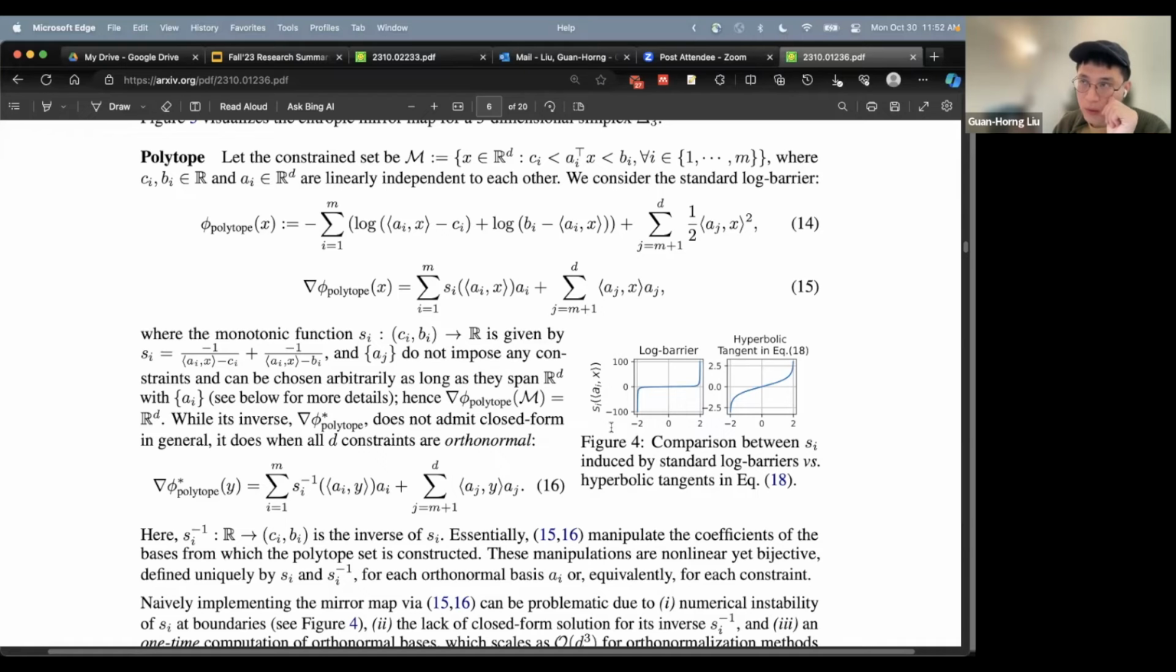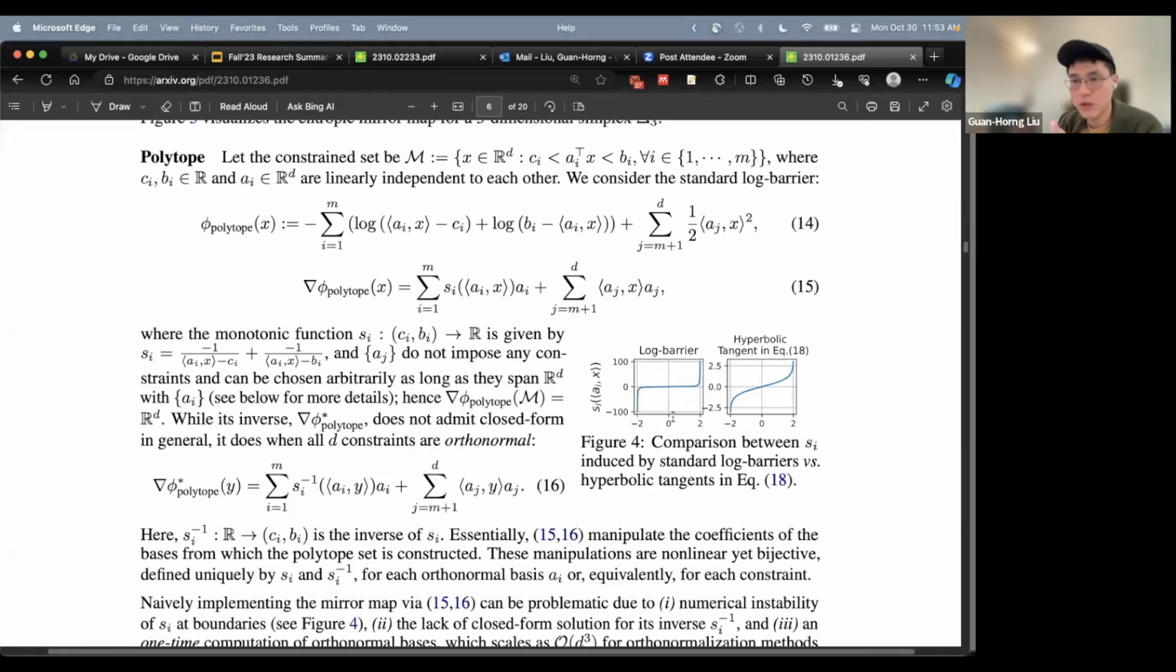So you can imagine I can simply construct this monotonic function, build up some lookup table or do some interpolation, and then I can get some approximation of S inverse, and then I can proceed with the polytope constraint. The problem, however, is that it's pretty obvious that this function S_i is kind of unstable, because in most of the region it stays pretty much the same, and then especially at the boundary it will be stretched very fast to infinity.